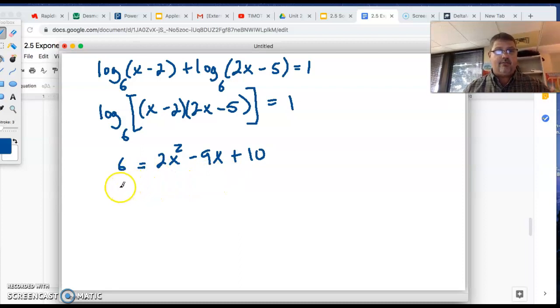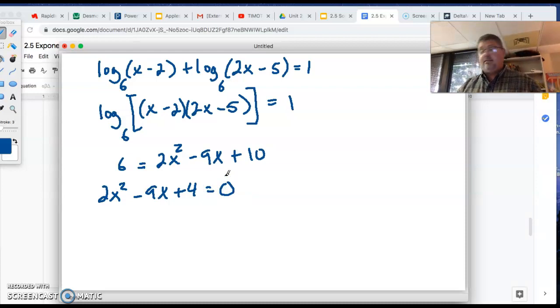So I'm going to subtract 6 from both sides. So I'm going to get 2x squared minus 9x plus 4 equals 0. Now you could factor this if you wanted to, I think, but I'm going to go ahead and just use the quadratic formula.